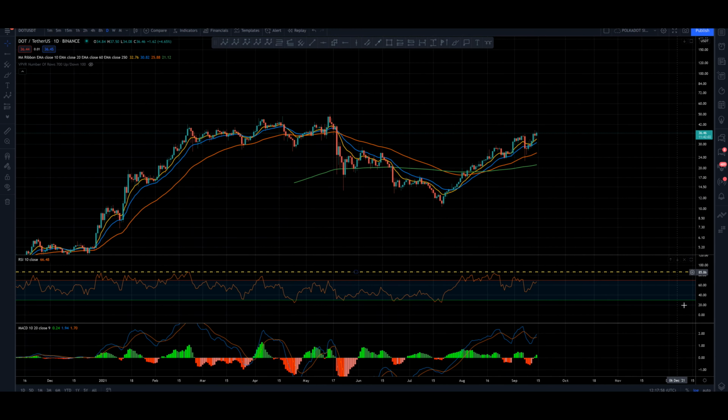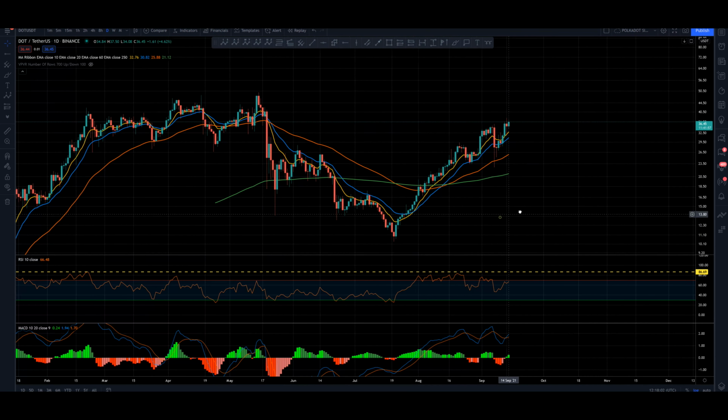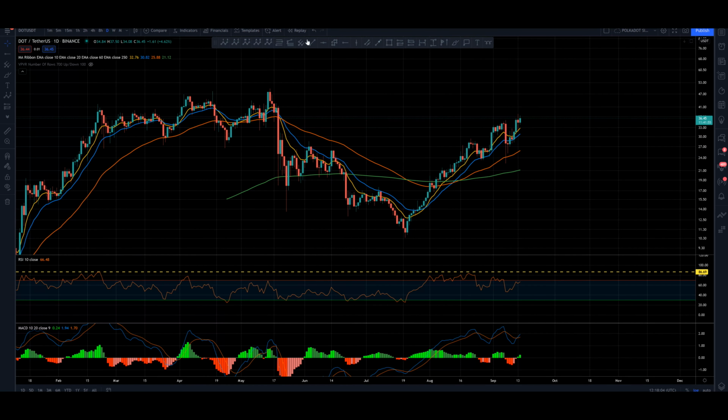Yeah, so it's a similar story, really. We're back above all the major moving averages, 10, 20, 60, 250, but we've got a month of bearish divergence building up. It's less apparent in the MACD than it is in the RSI. In the MACD, it's really just between the recent high and the current one.